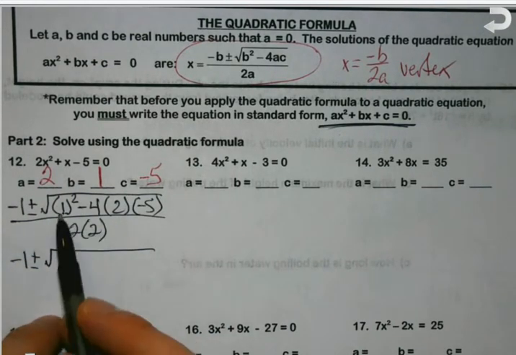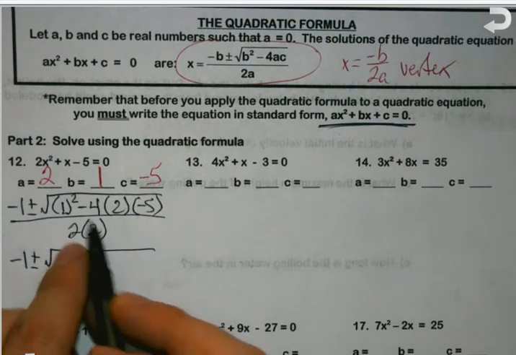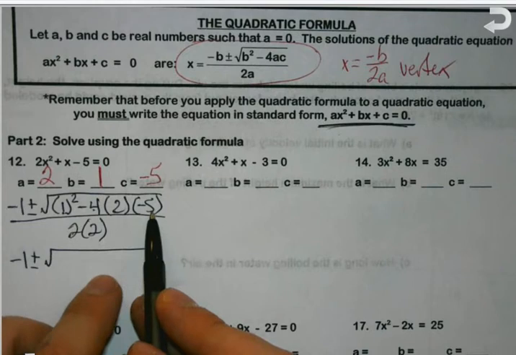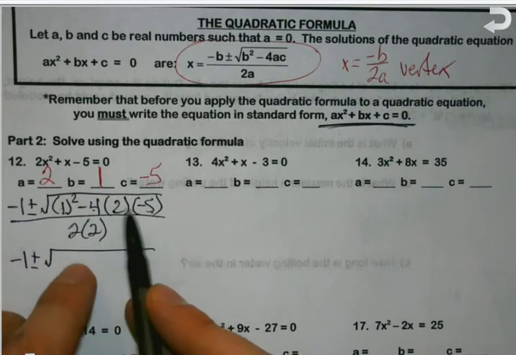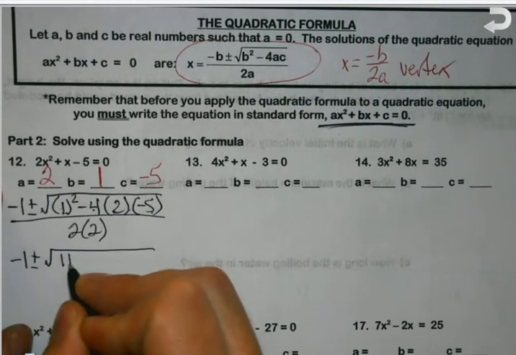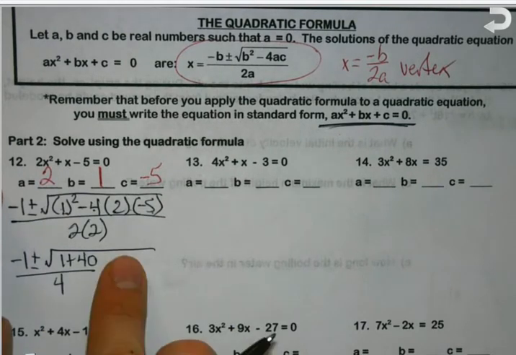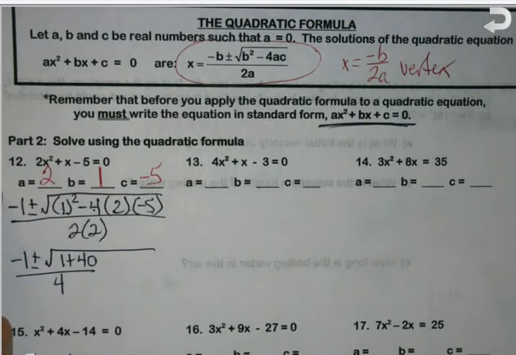So for instance, 1 squared is 1. I can handle that. Negative 4 times 2 is negative 8. And negative 8 times negative 5 is 40. So this is 1 plus 40. I didn't need to make my line quite so long here.